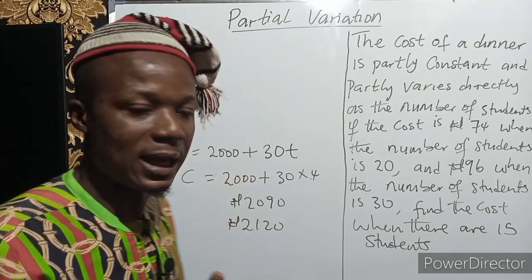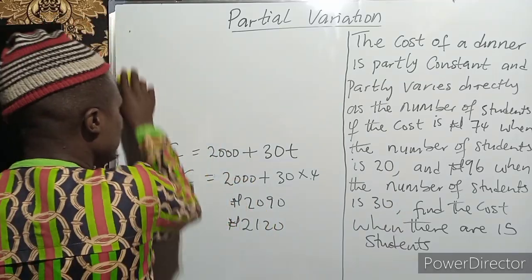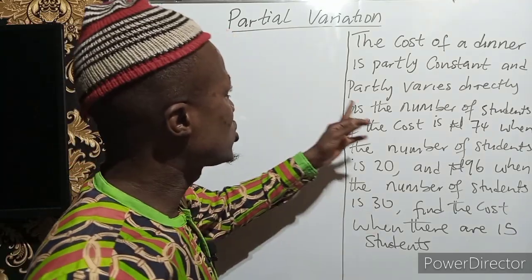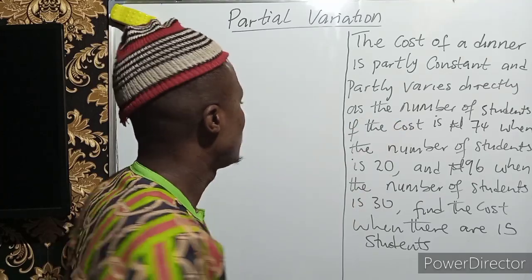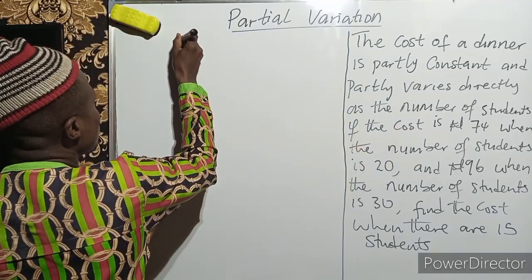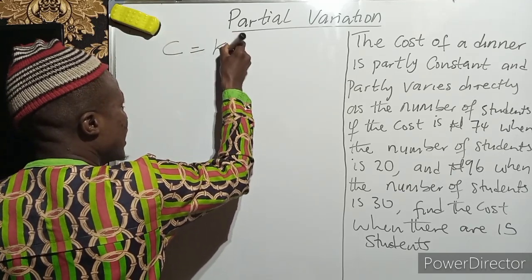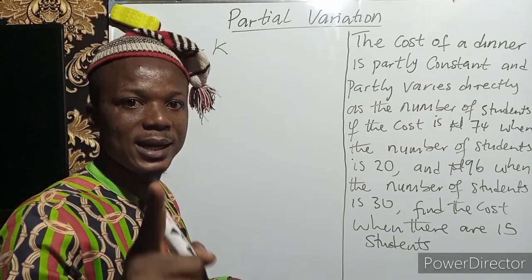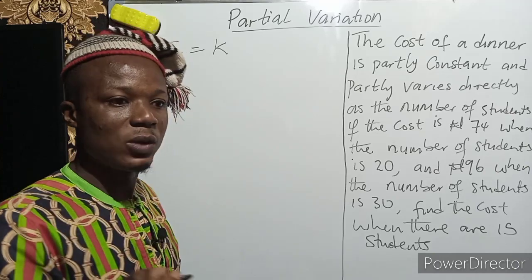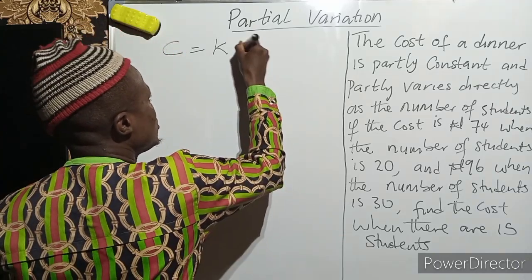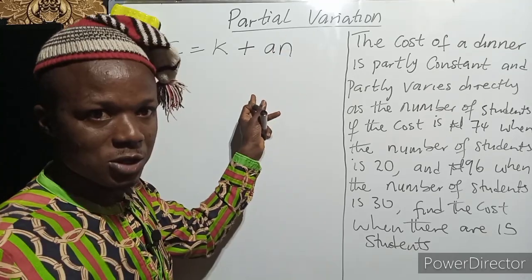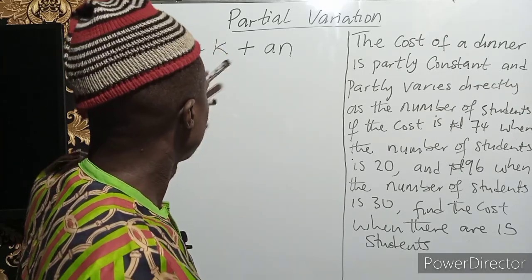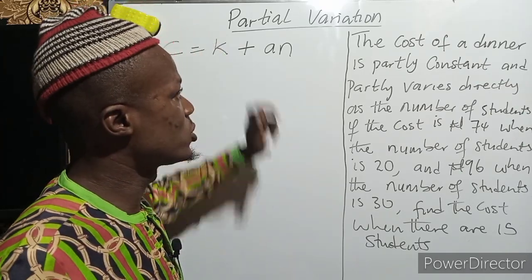Okay, and that example I gave you is a good one that will help you to understand what partial variation is all about. So there is a question at hand here, and the question says that the cost of a dinner is partly constant. So you can write, let the cost of the dinner be C, then the cost of a dinner C is partly constant. I can say K, partly constant, and partly varies directly as the number of students. Let N be the number of students, and because it varies directly with the number of students, that number of students will be accompanied with a constant because it's variation. So A is the constant, while N is the number of students. This is the function that represents the cost for the dinner.